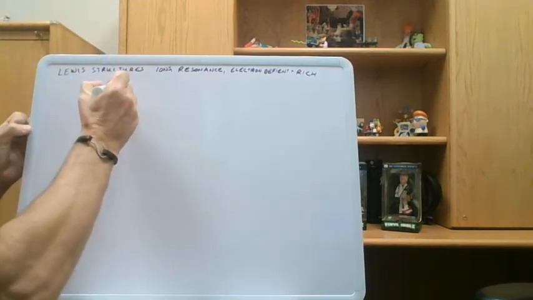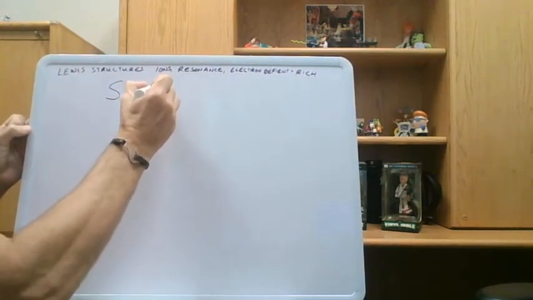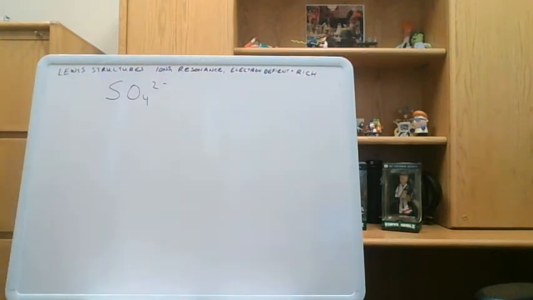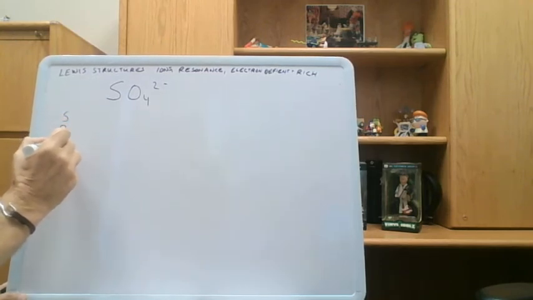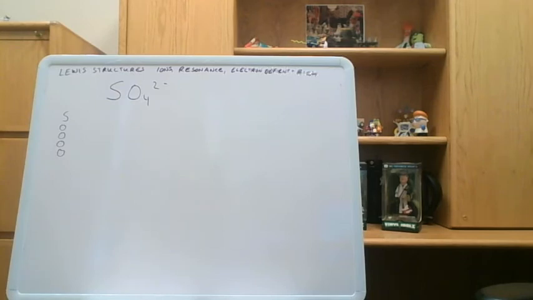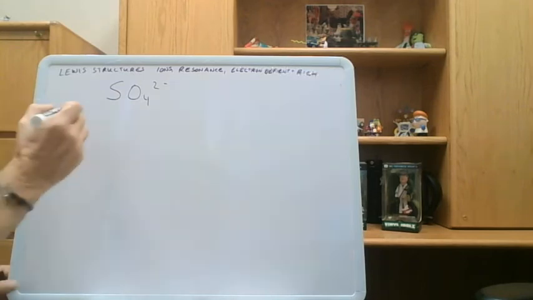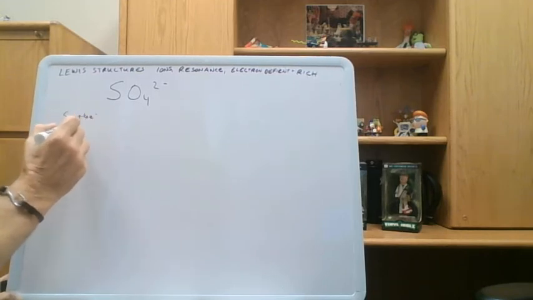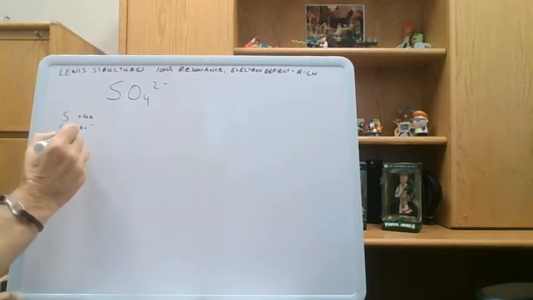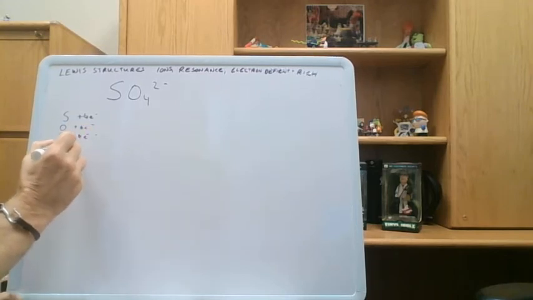So say, for example, we have the sulfate ion there, right? And it's a polyatomic ion. So remember when we're drawing the Lewis structure, the first thing we need to do is find out the valence electrons. So we have 1 sulfur and 4 oxygen. Sulfur is going to have 6 electrons. It's in group 6A. Each of the oxygens is also in 6A, so they're going to have 6 valence electrons as well.